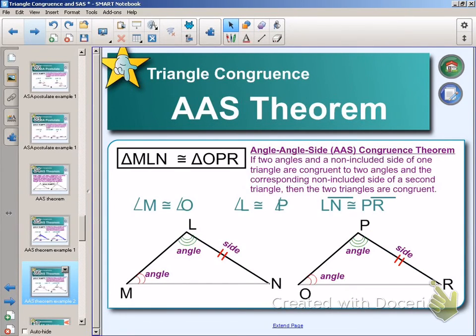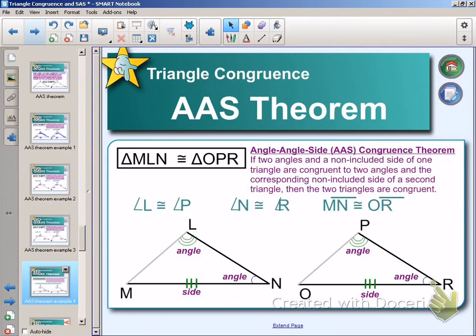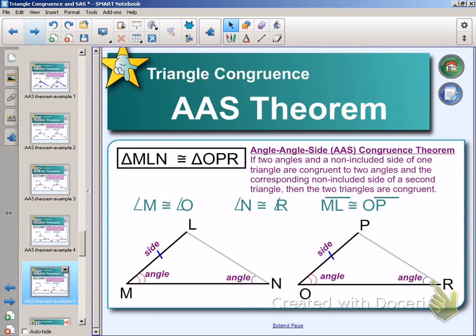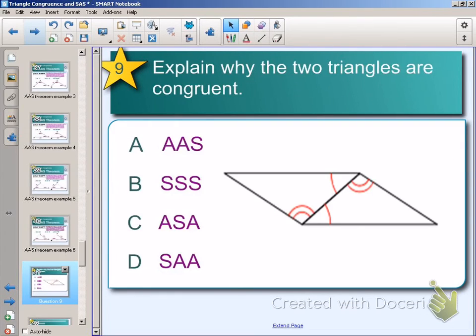There's another example of angle angle side, and there's another, and one more, and another one. So you can see that there's a lot of examples of angle angle side. You just got to make sure that you pay attention.